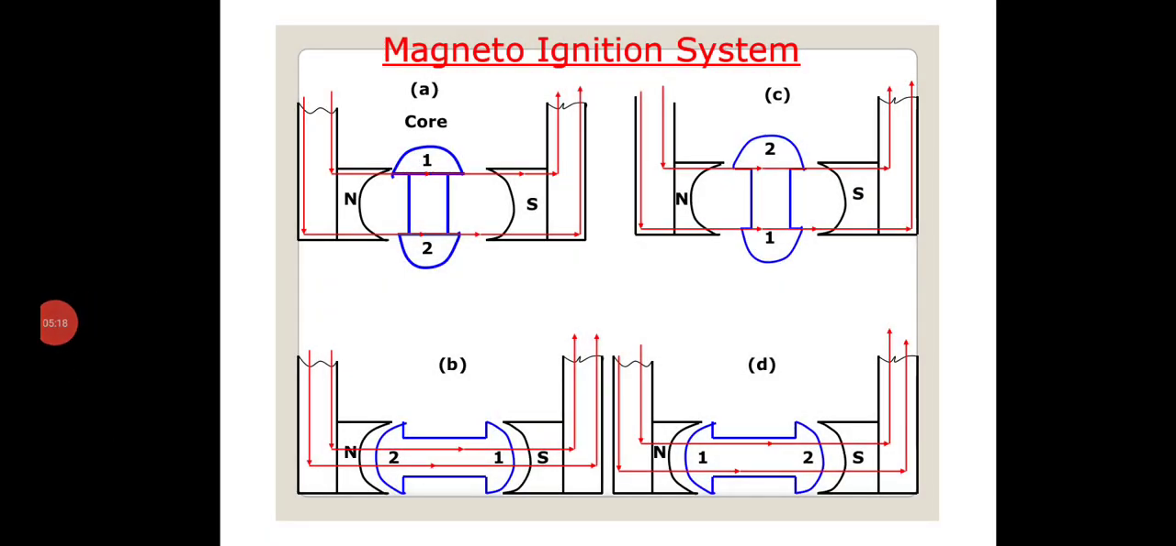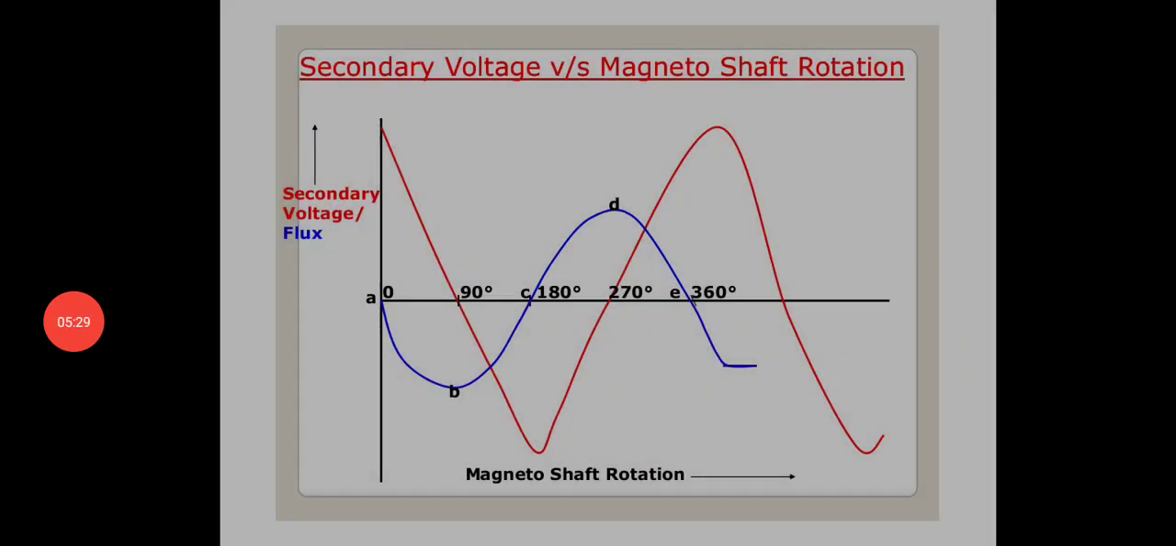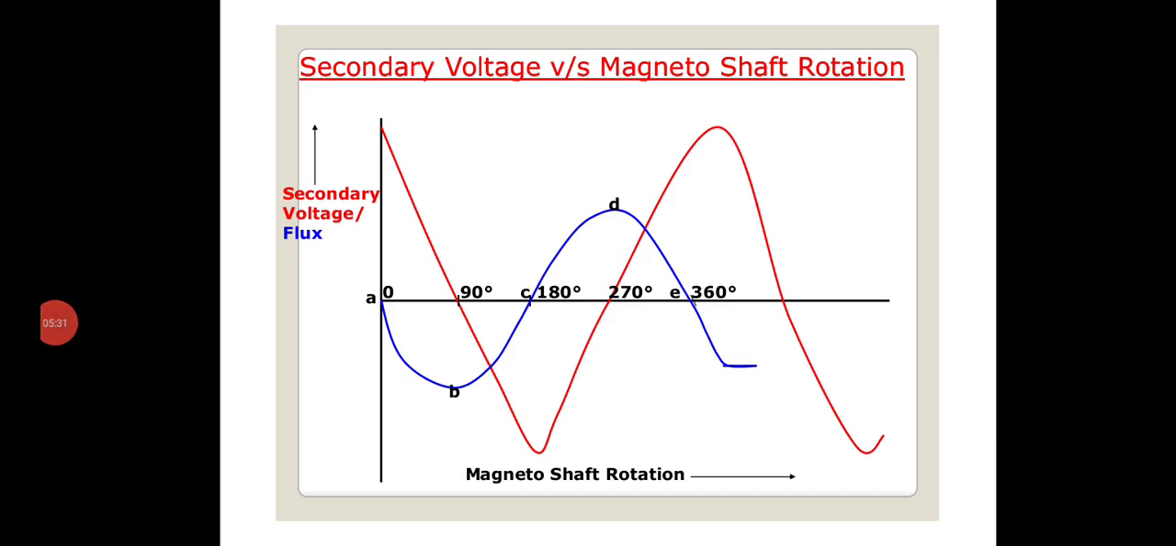So this figure gives you a clear idea about the core rotated inside the North Pole and the South Pole. Now we have plotted one more graph, that is the magnetic shaft rotation and secondary voltage or flux. The secondary voltage versus the magnetic shaft rotation, we are calling it also. The blue line shows the flux and the red one is showing the secondary voltage. Now the magnetic shaft rotation is on the degree basis, so we have plotted.